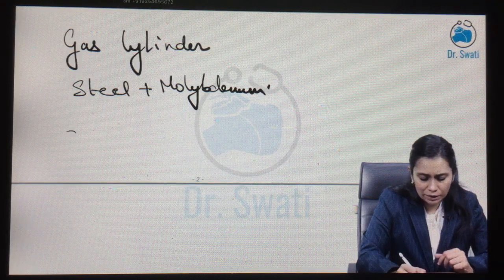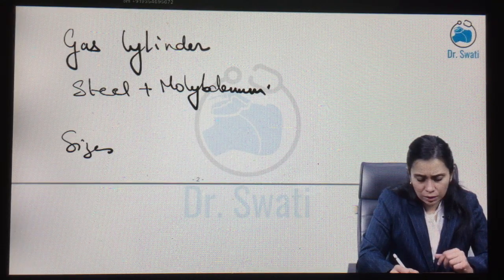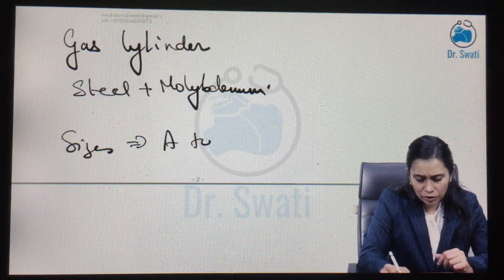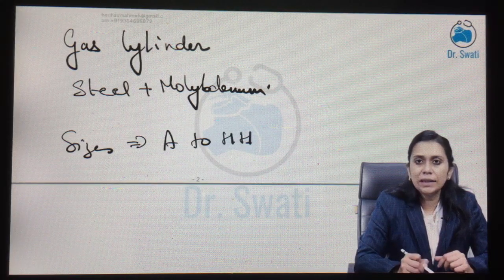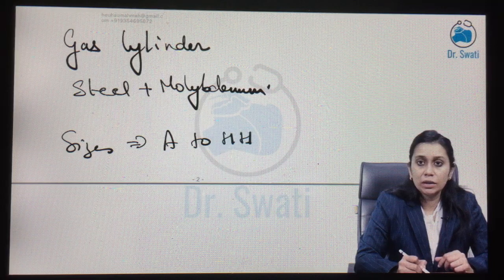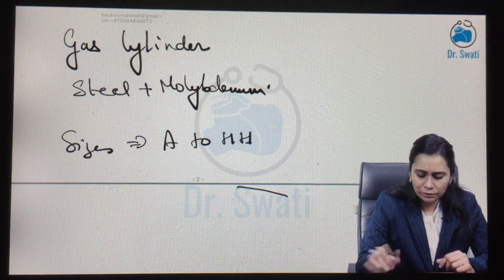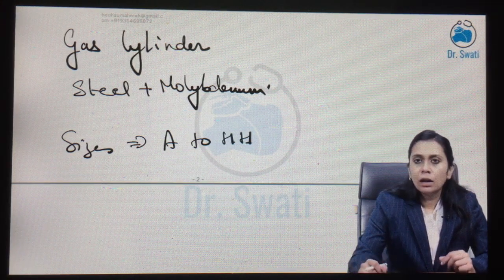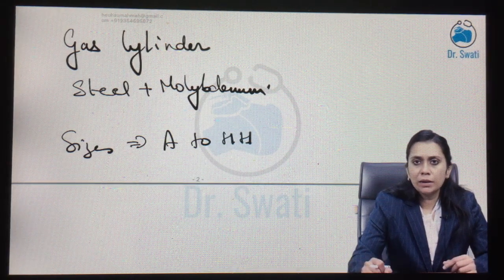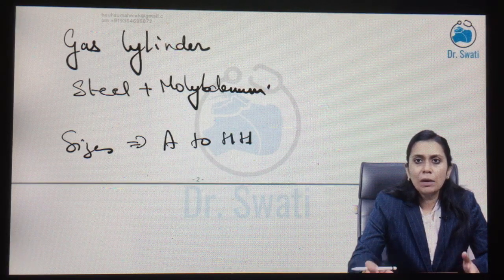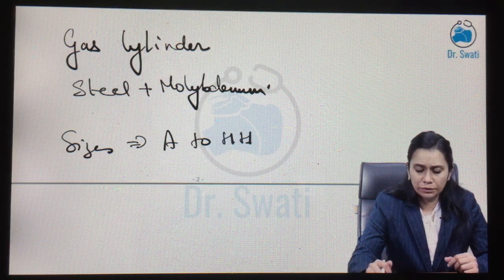Now what are the sizes? I showed you few sizes. The sizes vary from A to HH. A, B, C, D, E, F, G, H, HH in increasing order. Right? A to HH in increasing order. Now there is one question asked in exam that a patient requires MRI and is to be shifted to MRI room. What is MRI compatible oxygen cylinder made up of?